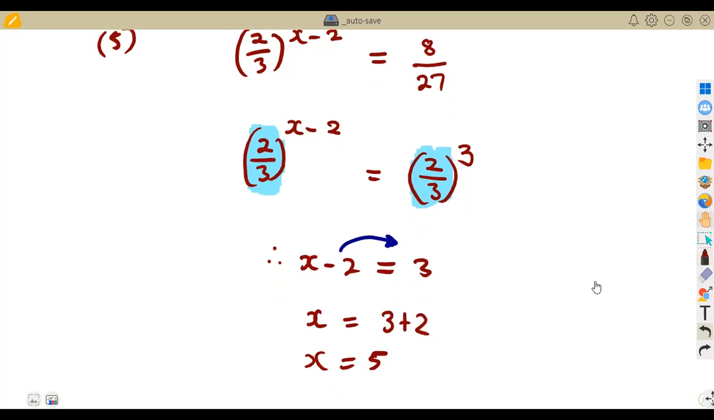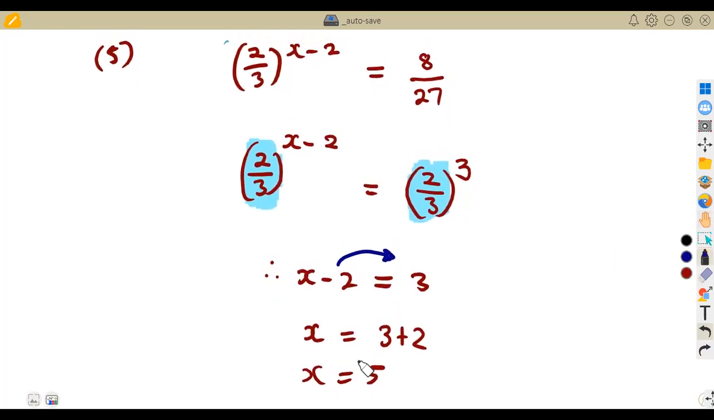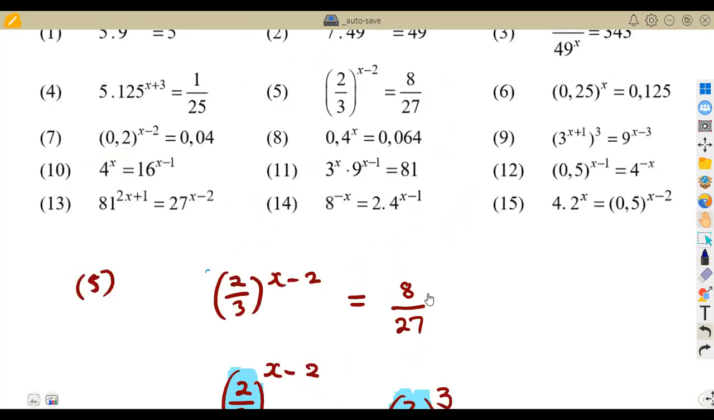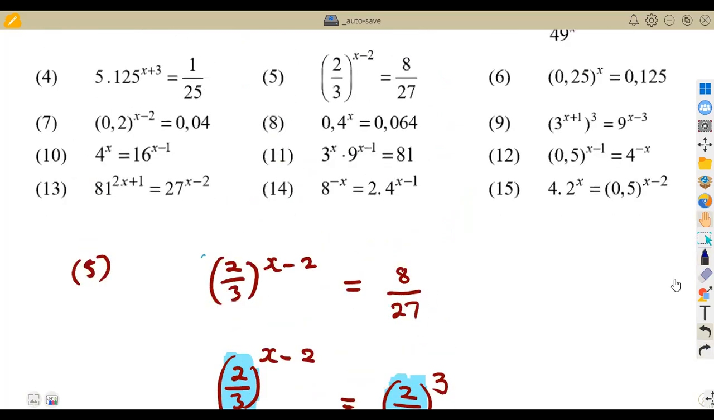We are done. As we can see, it's a very interesting type of question. You can even substitute the value of 5 back here and see if you're going to get 8 over 27. If you are not getting 8 over 27, then that means this value of x is wrong. You have to redo it until you get the correct answer.